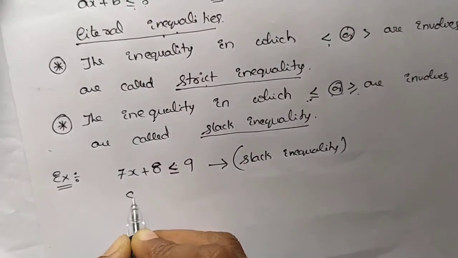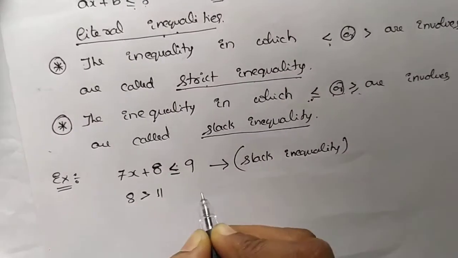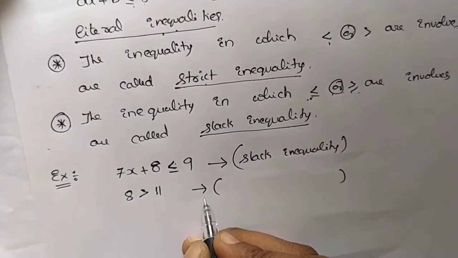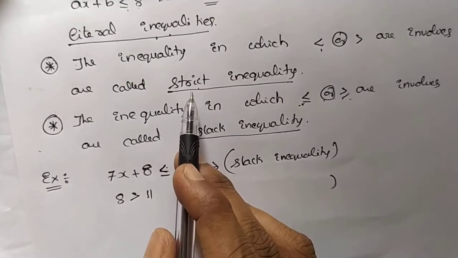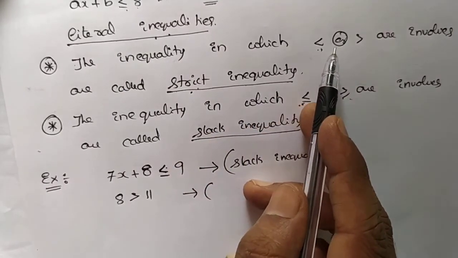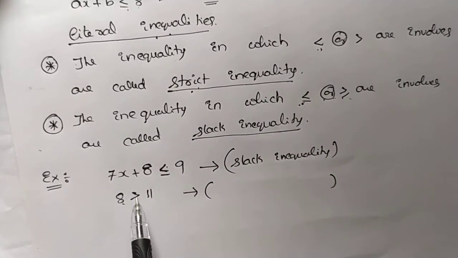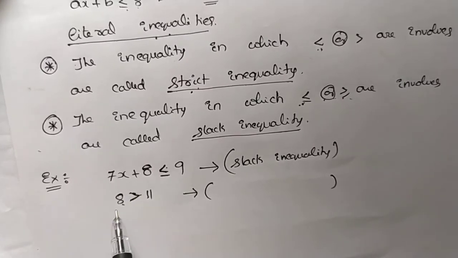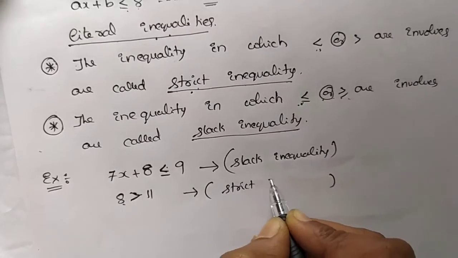Now, one more example. 8 is greater than 11. Is this a slack inequality or a strict inequality? You just see the definitions. An inequality that involves the symbols less than or greater than is called strict inequality. Here this inequality involves the symbol greater than. Therefore, it is a strict inequality.